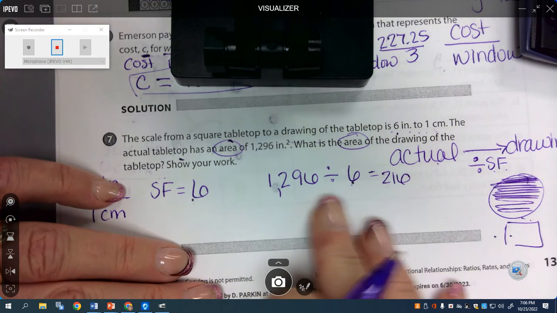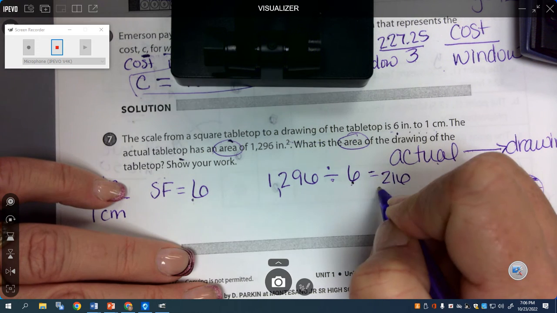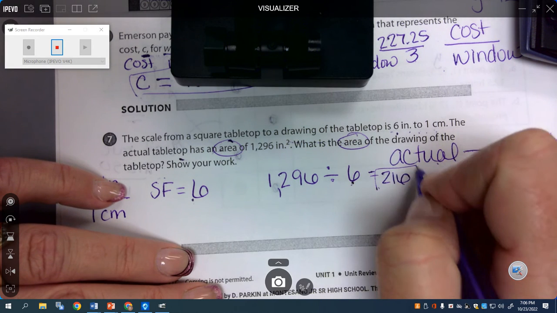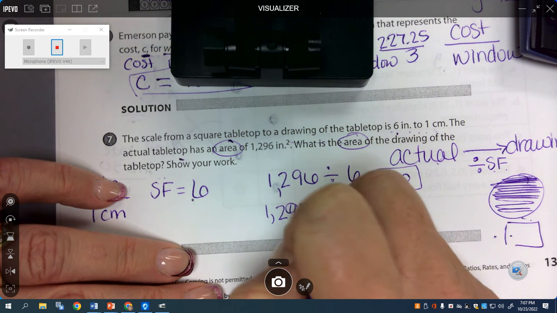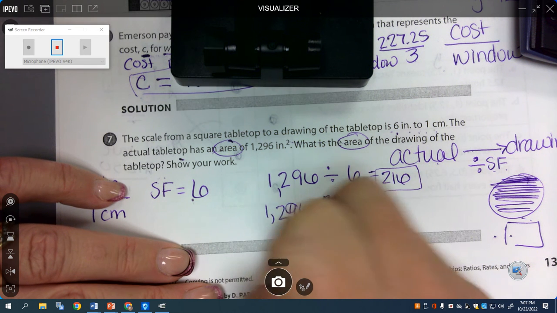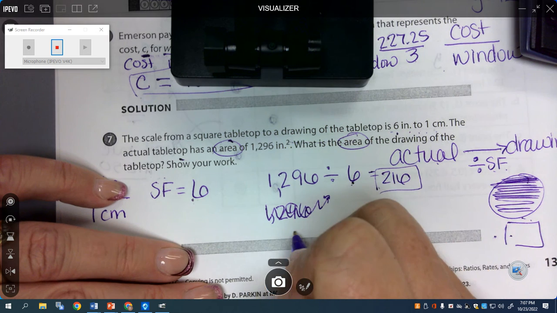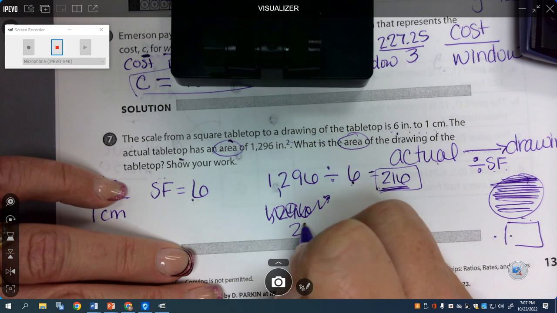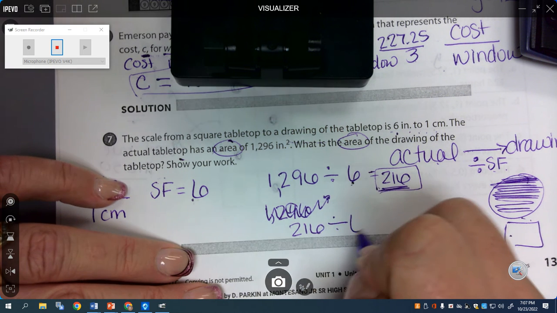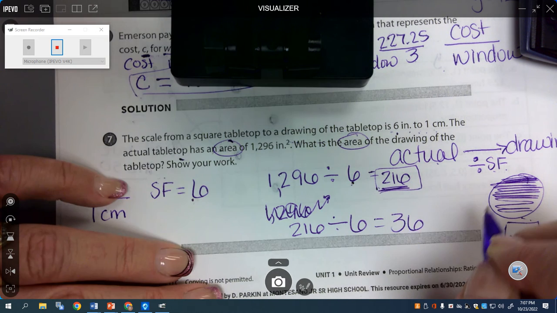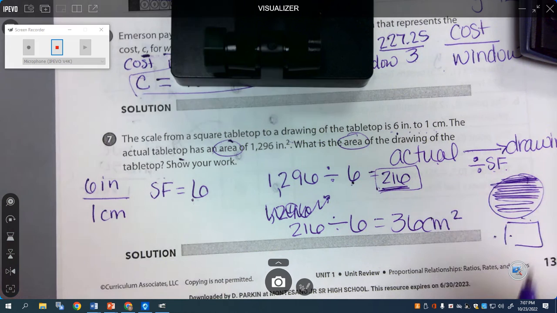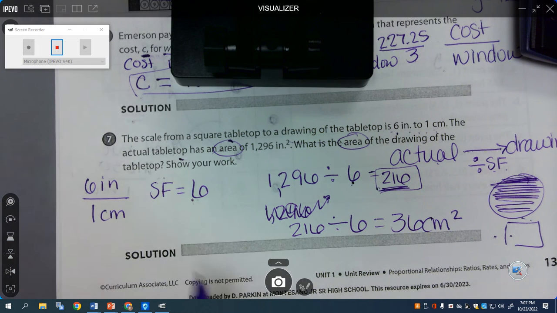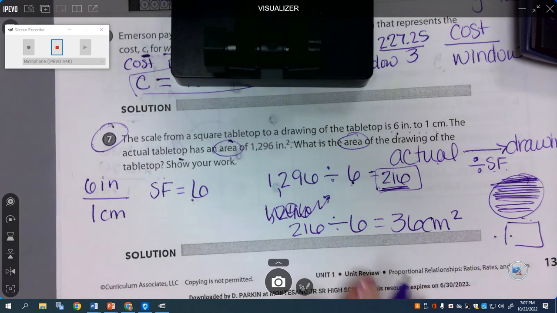So just like this, you need to think of it as your radius. So radius squared. So we're going to take the answer to this, 216, and divide it by 6, and that comes out to be 36 centimeters squared. Okay?